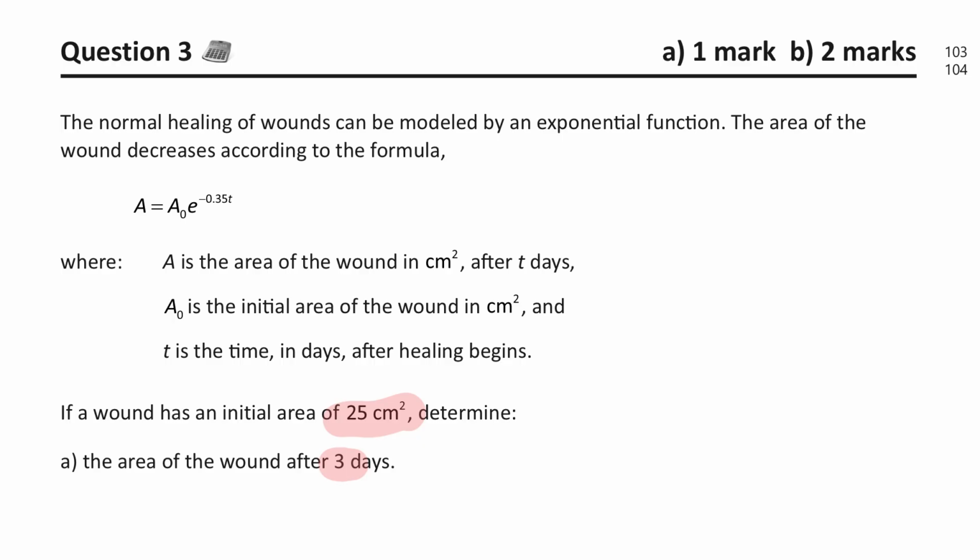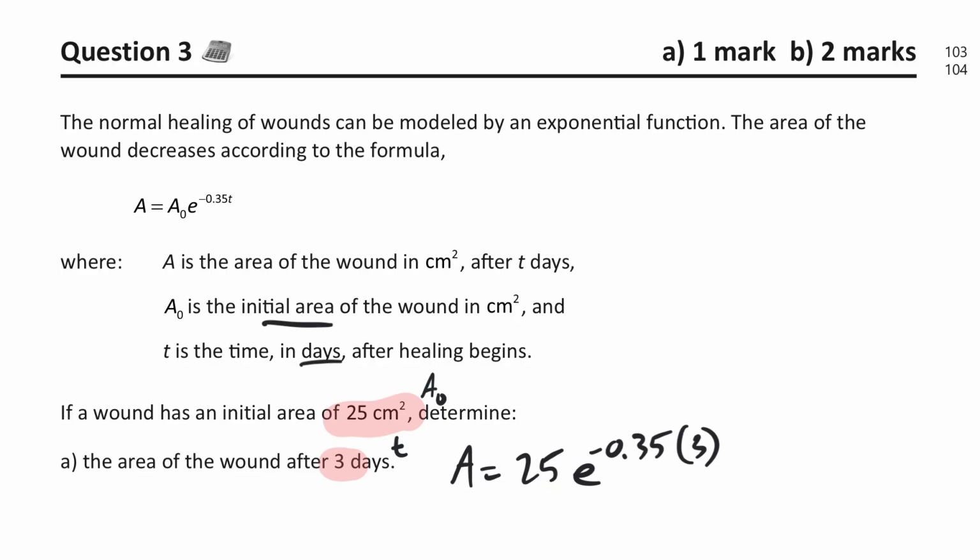So the initial area, we're told that's right here. So this is our A0. 3 days, time is in days, so this is going to be our t. So we should be able to set up the formula A equals 25 e to the minus 0.35 times 3.